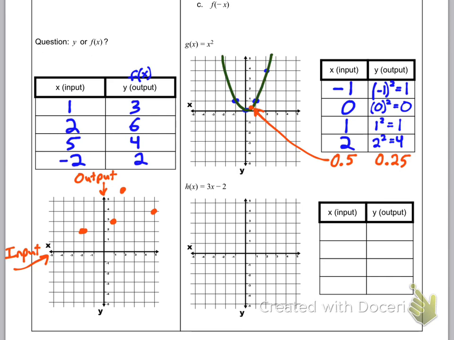So when I have an equation, if you know what the shape of the graph should look like, we need to connect the dots. Let me do the same thing for the next one. -1, 0, 1, and 2 are good numbers to use. And I plug this in here. Here, 3 times -1 minus 2 is -5. So I get the points -1, -5, 0, -2, 1, 1, and 2, 4.